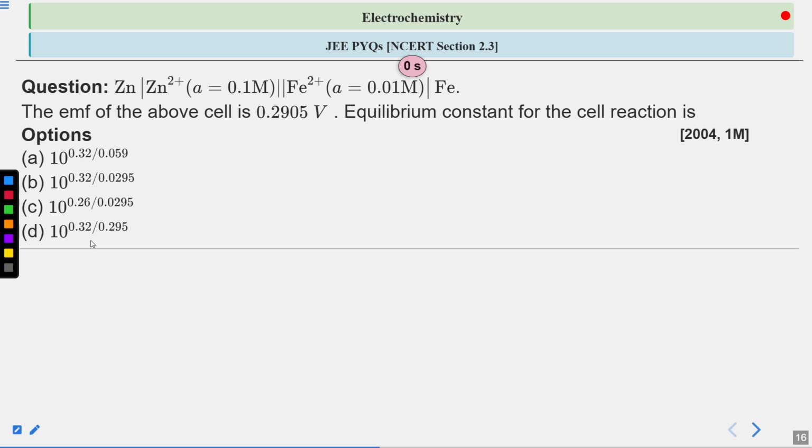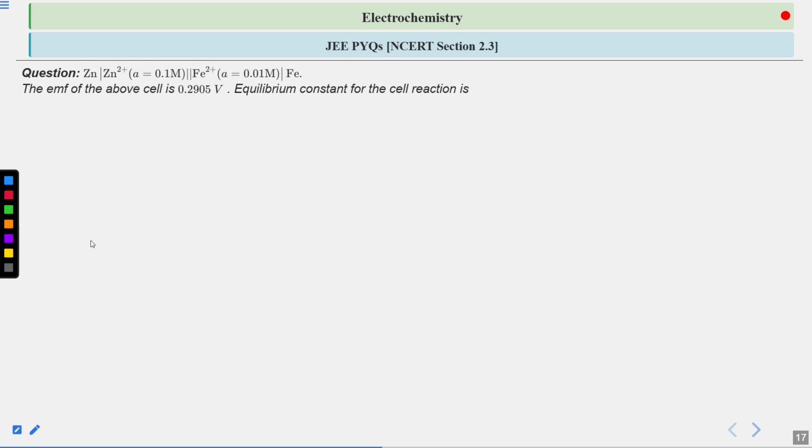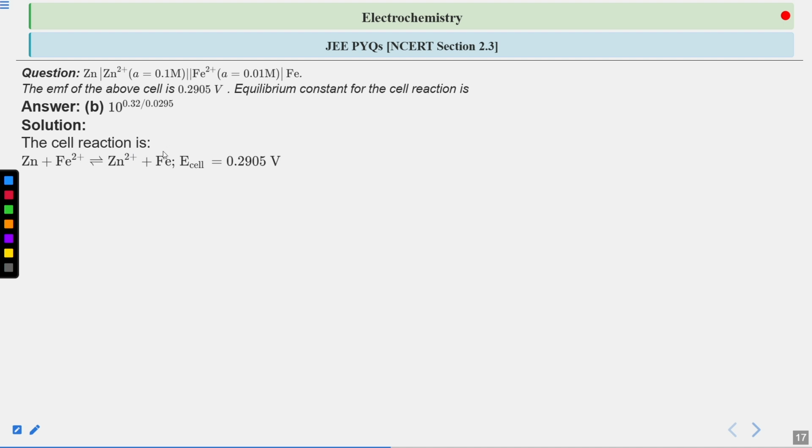Okay, let's see. For this given question, the correct answer is option B, that is 10 to the power 0.32 divided by 0.0295. The cell reaction for the given cell representation is zinc plus iron 2 positive converting to zinc 2 positive plus iron. So iron is undergoing the reduction process and the zinc is undergoing the oxidation process.